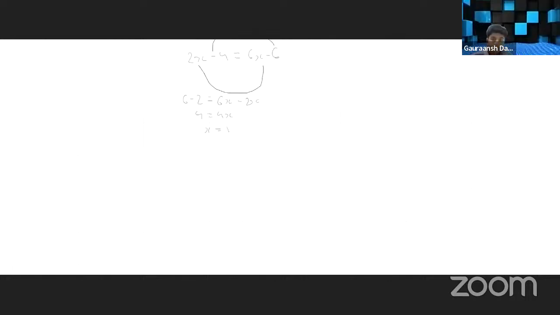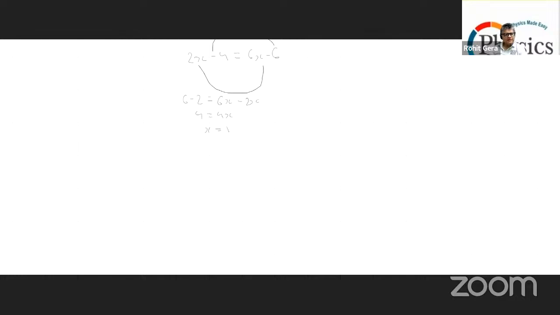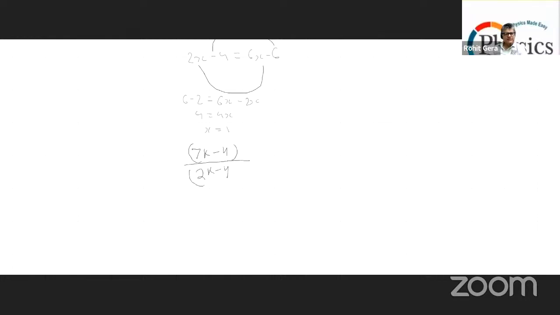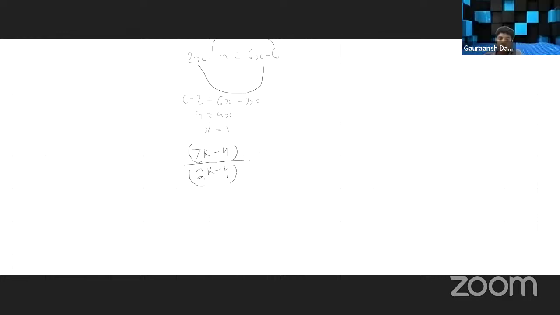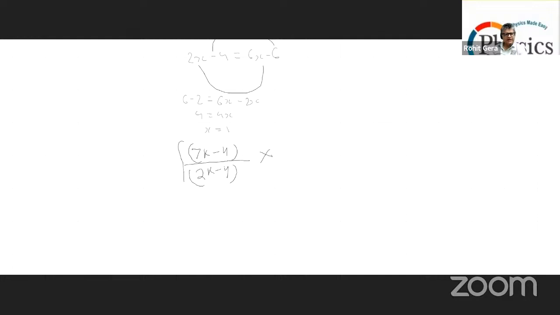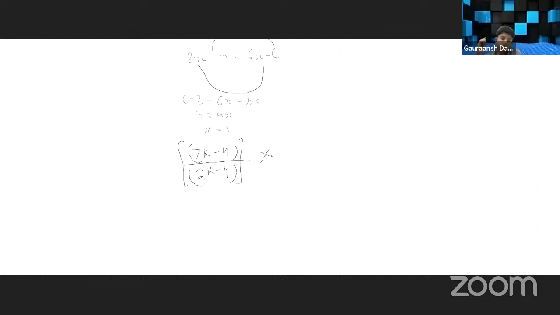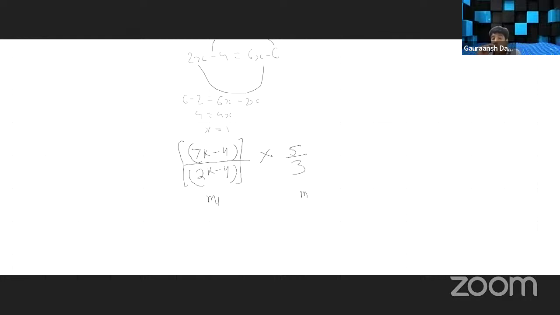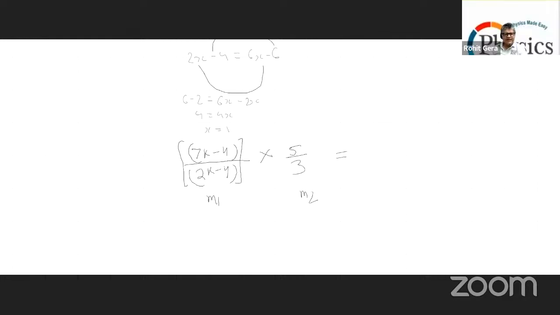One more for practice. (7k minus 4) upon (2k minus 4). So we calculated gradients. This was one gradient, multiplied by the second gradient. This was the gradient of one line, y2 minus y1 over x2 minus x1, and the gradient of the second line was 5/3. This is m1, this is m2, and the lines are perpendicular, so their product is -1. The question is: find the value of k.